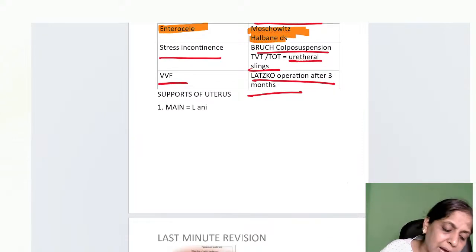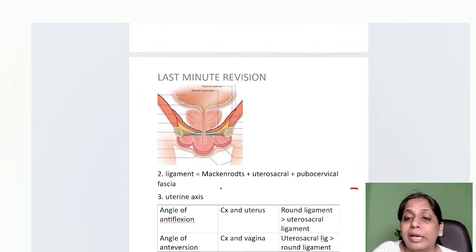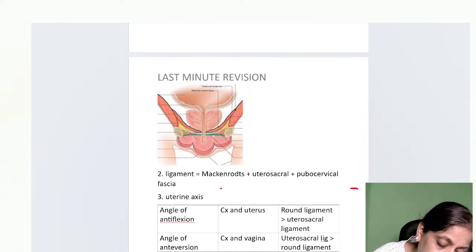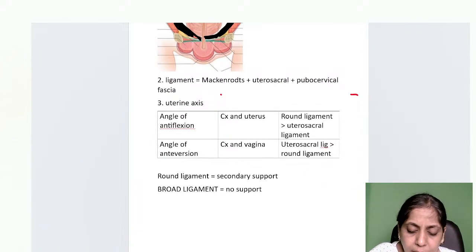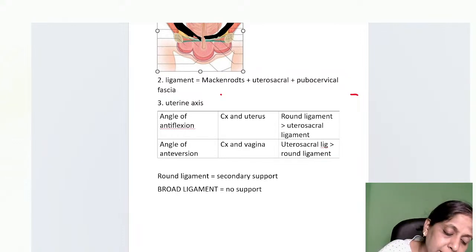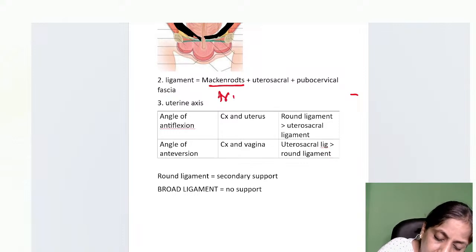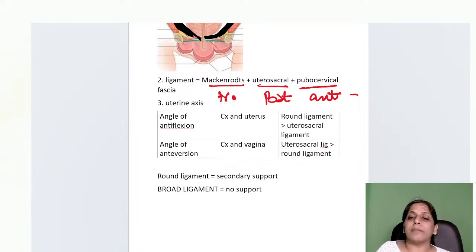As far as supports of the uterus are concerned, the main support is always the levator ani, and if they give you this diagram and tell you to label which is the levator ani, this one is the levator ani. The one which is in the middle and going diagonally is the levator ani. The ligament supports are the triradiate ligaments which spread from the cervix. The ligaments which go transverse are the Mackenrodt's ligaments. The ligaments which go posteriorly are the uterosacral, and the ligaments which go anteriorly are the pubocervical ligaments.